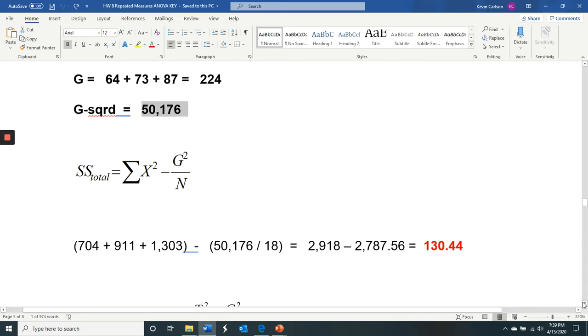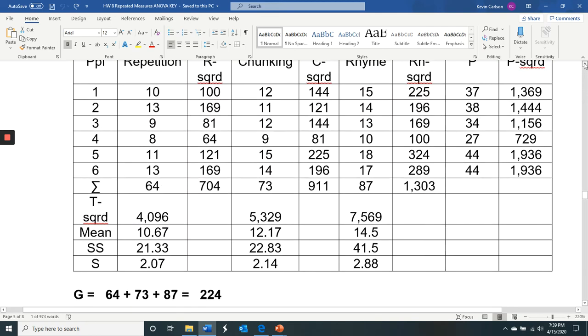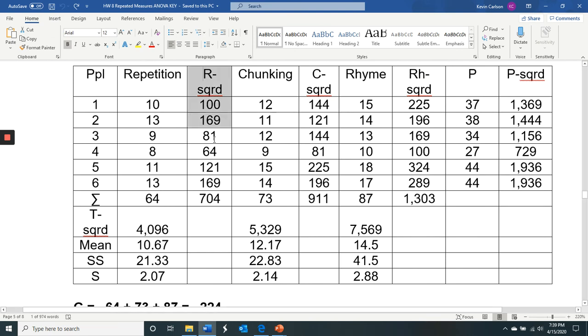Now we're ready to roll. Now we can do sum of squares total, which is the sum of x squared minus G squared over N. Remember, the sum of x squared is up here. We did that already for each of the groups. So we have repetition squared, chunking squared, and rhyme squared here, and we added those together. So sum of x squared for repetition is 704. Sum of x squared for chunking is 911. And sum of x squared for rhyme is 1,303.